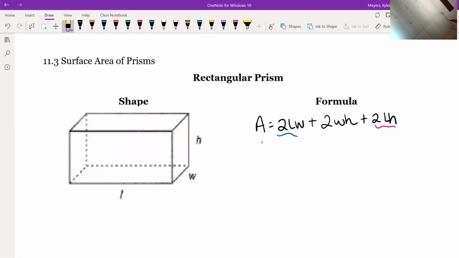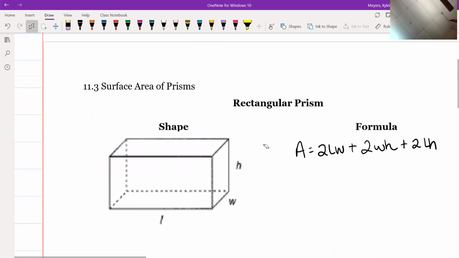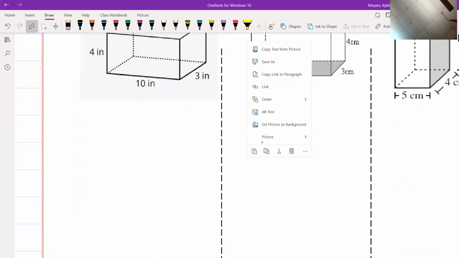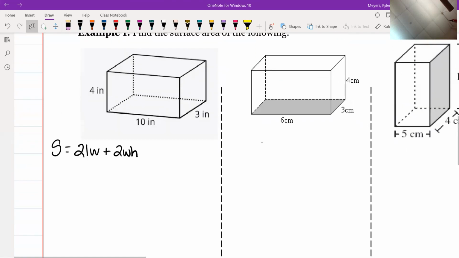So really we're just adding things up and multiplying them. Let's apply this formula to the first one, okay? So again, we always write, sorry, it's not an A, it's an S for surface area. I apologize. Okay, so we always write the formula first, right? So we're going to rewrite the formula down here: S equals 2 length times your width plus 2 width times the height plus 2 length times the height.